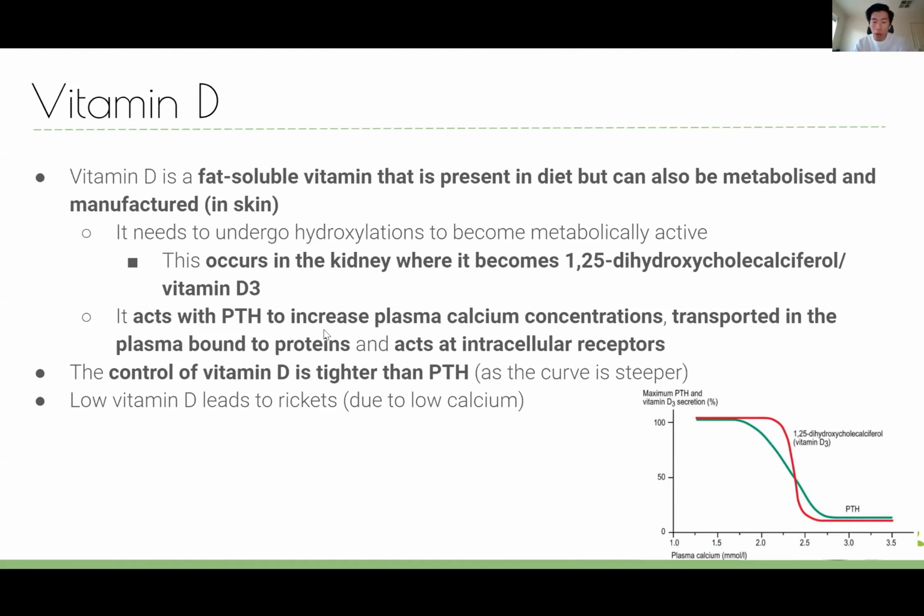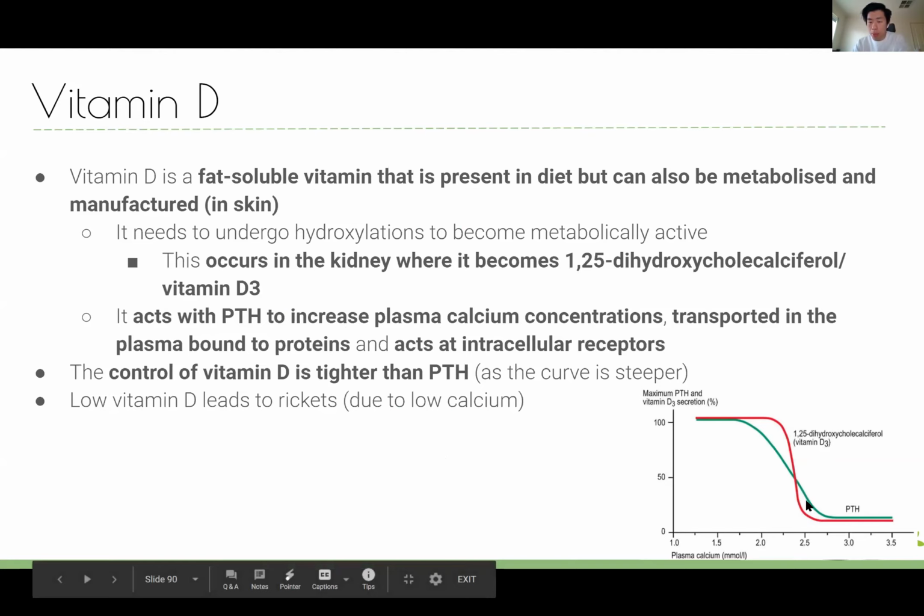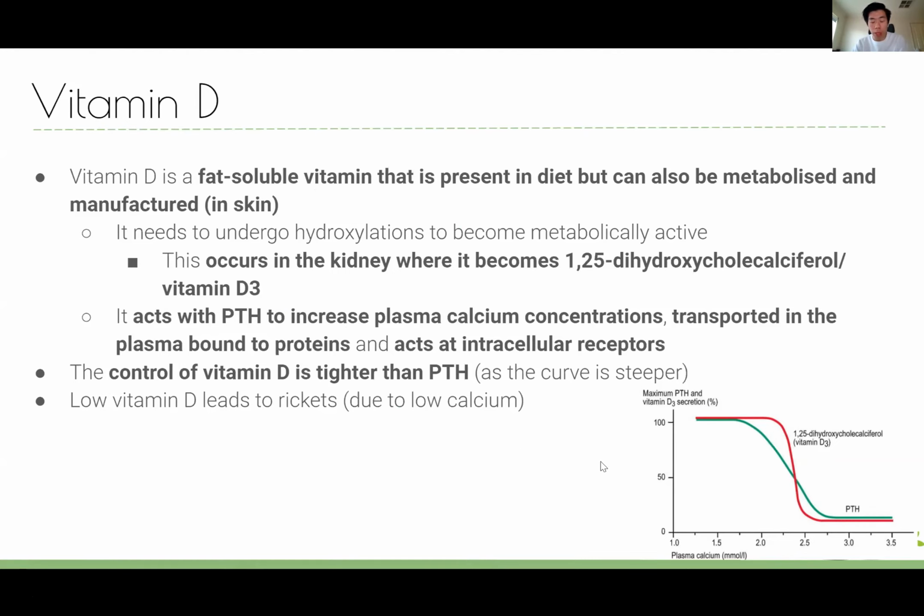It acts with parathyroid hormone to increase plasma calcium concentrations, and it's transported in plasma bound to proteins and acts on intracellular receptors. The curve is steeper than PTH, meaning the control over your vitamin D3 is much closer than it is for your parathyroid hormone. Basically, it means it responds a lot quicker to a decrease in your plasma calcium concentrations than your parathyroid hormone will. That's effectively what is meant by control. Low vitamin D will also lead to rickets because of low calcium levels in your body.